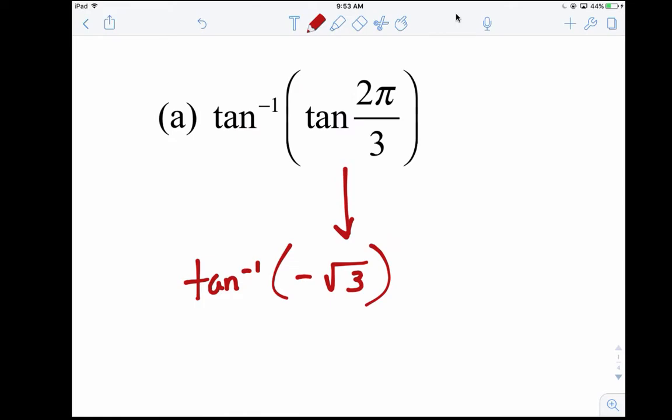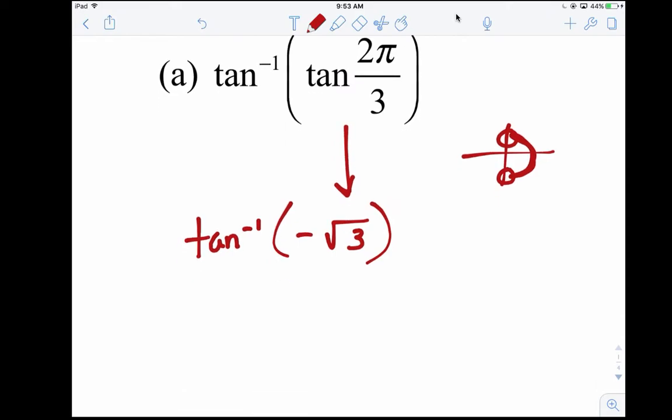All right, and you have to make sure that you are in the right area, right? So remember that inverse tan is this side of the unit circle. Okay, so it's got to be between negative pi over 2 and pi over 2. So if you figure that out, the answer is going to be negative pi over 3. All right, so when you do tangent of negative pi over 3, you get negative root 3.